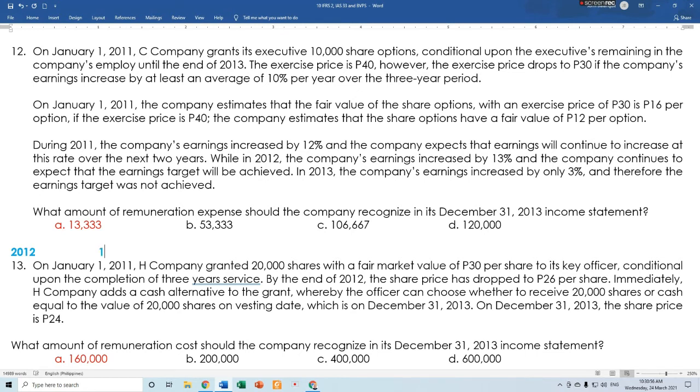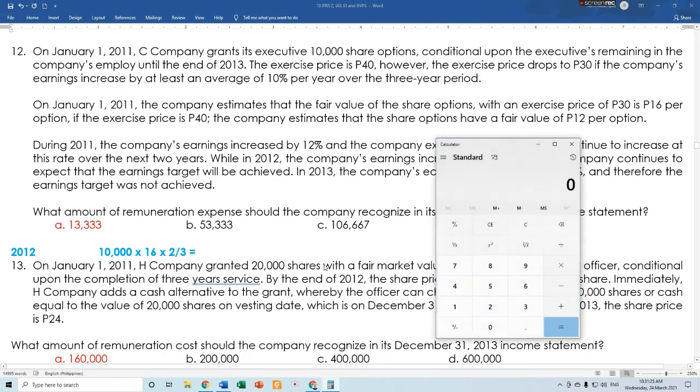Noong 2012, ang gagawin mo, 10,000 share options multiplied by the fair value of the option being 16. Di ba? 16 ngayon kasi ang exercise price natin 30. Kasi na-meet naman natin yung earnings. Okay? Tapos naka 2 years na tayo. 2 years out of the 3 years. So ang cumulative natin will be ito. Okay, so that's going to be 10,000 times 16. Okay, pagkatapos divided by 3 times 2. So 106,667.